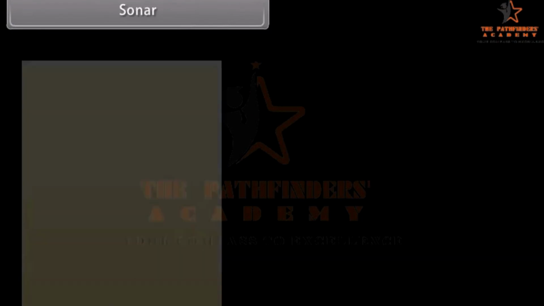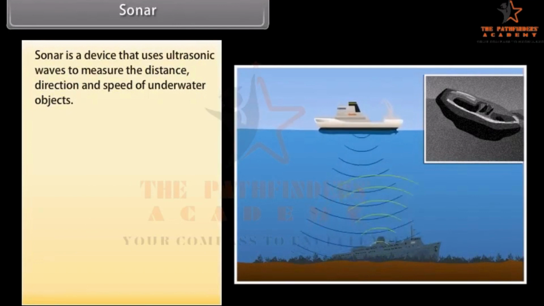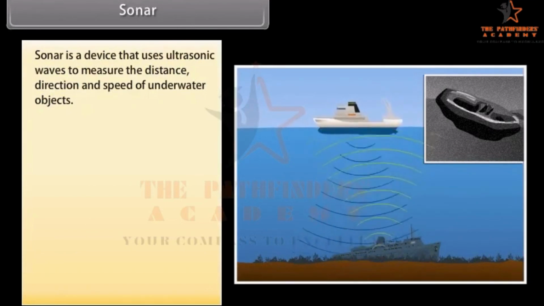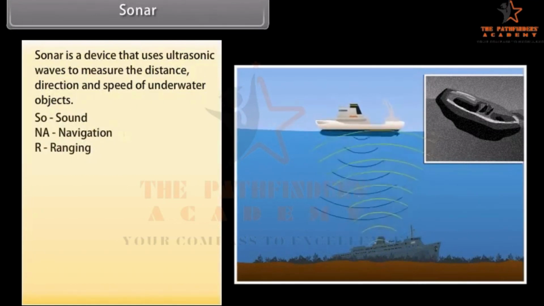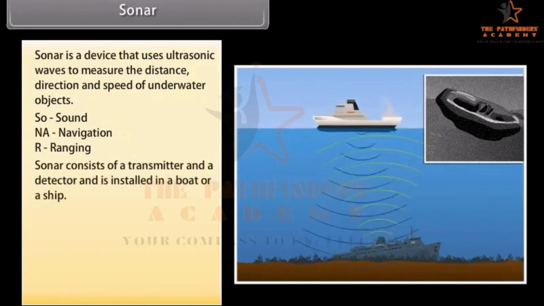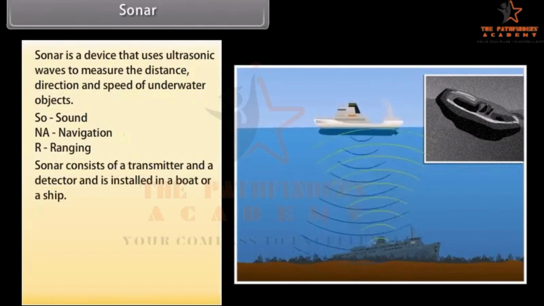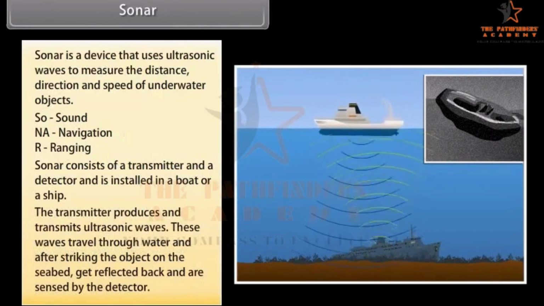Sonar. Sonar is the device that uses ultrasonic waves to measure the distance, direction, and speed of underwater objects. The word sonar stands for sound navigation and ranging. Sonar consists of a transmitter and a detector and is installed in a boat or a ship. The transmitter produces and transmits ultrasonic waves.